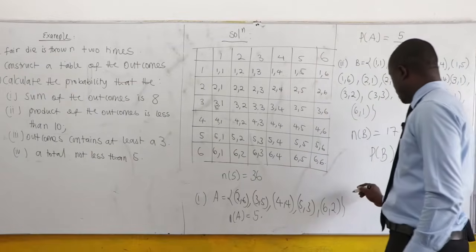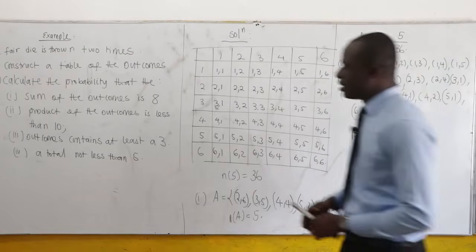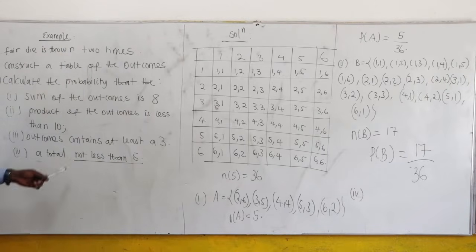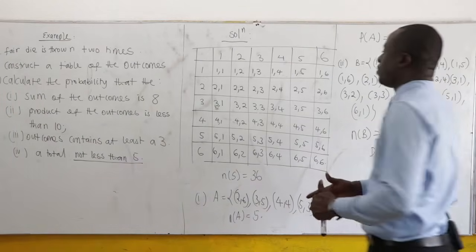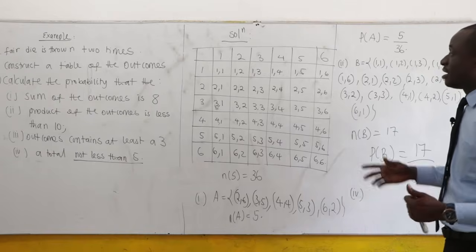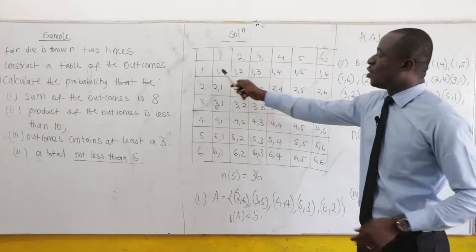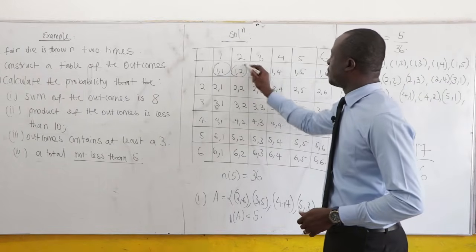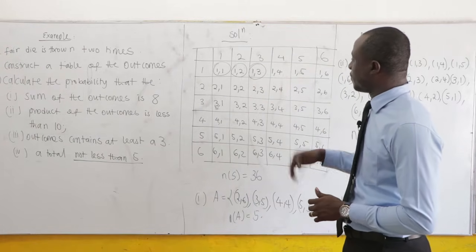Now let's see the fourth one. A total not less than 5. What does it mean? A total not less than 5 means 5 and above. When you add, you're going to get 5 and above. So 1, 4 is part, 1, 5 is part, 1, 6 is part. 1 plus 1, no, it's not part. When you add, it's less than 5, so it's not part. It should be 5 and above.